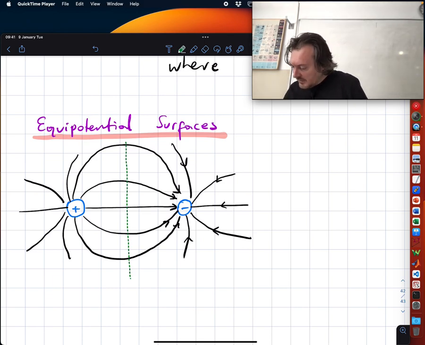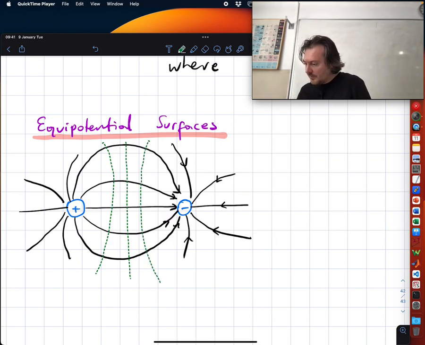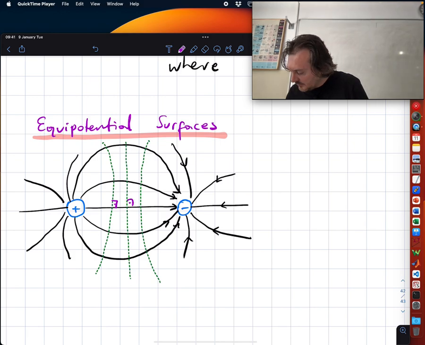So here it's not 0. Here it's more plus, here it's more minus. But notice that I drew it intentionally in a way that it's always perpendicular. Do you see?